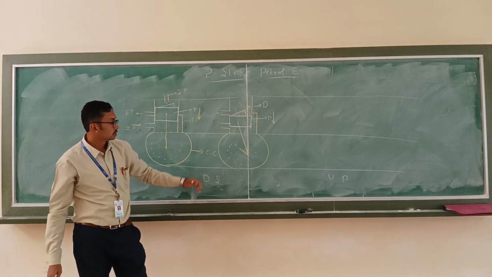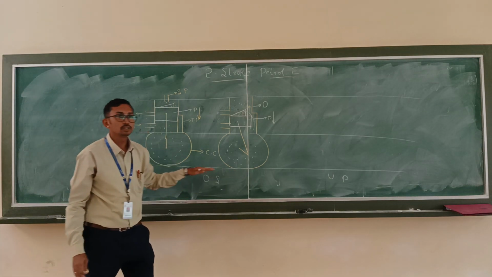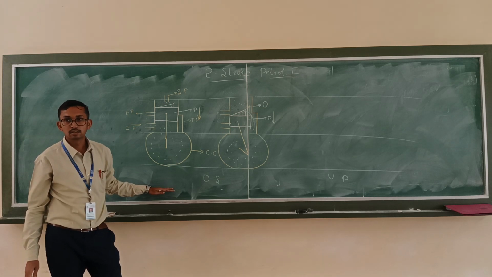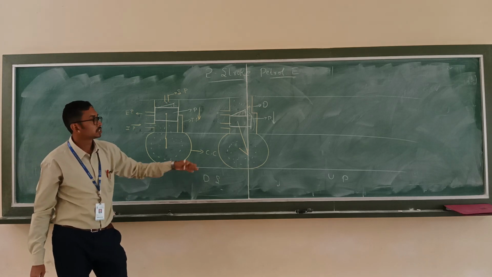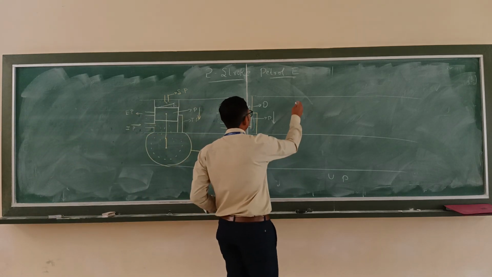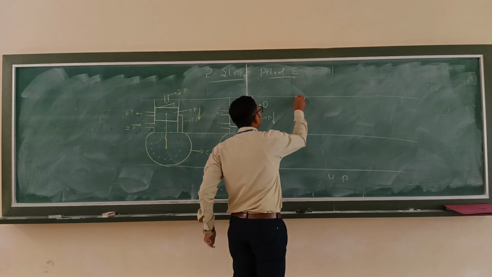Is it clear? So this is the downward stroke. Clear now? So what is the next thing? Upward stroke. I need to explain the upward stroke.